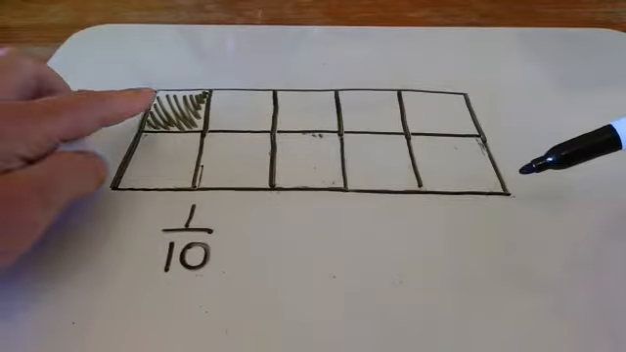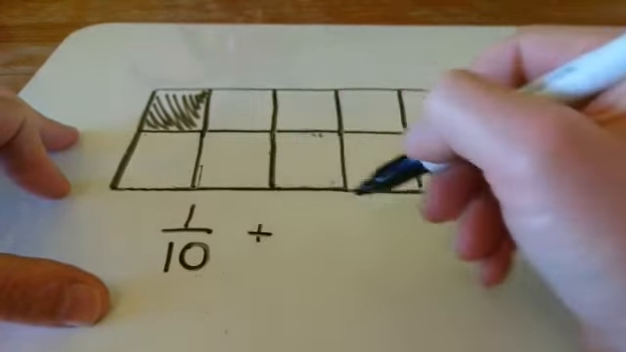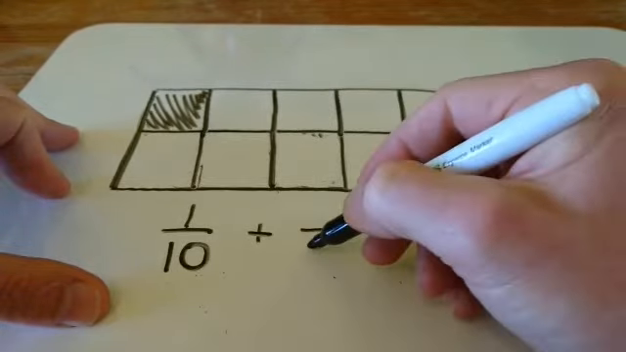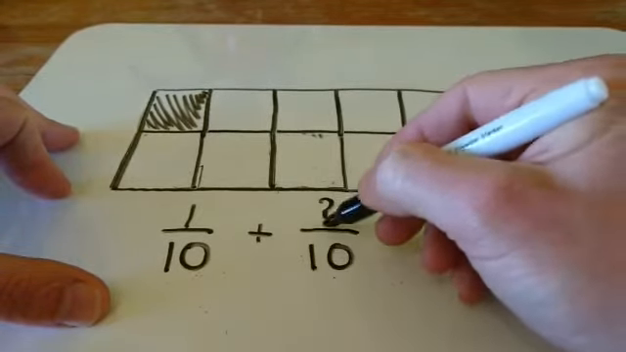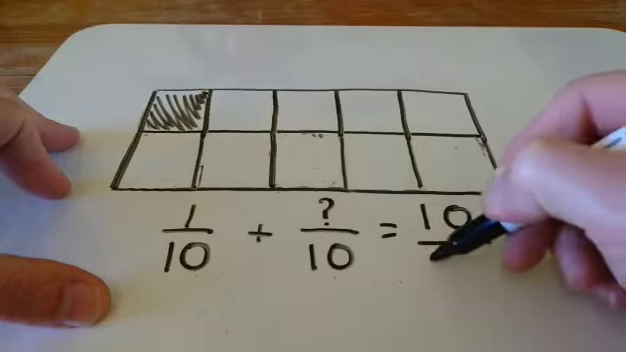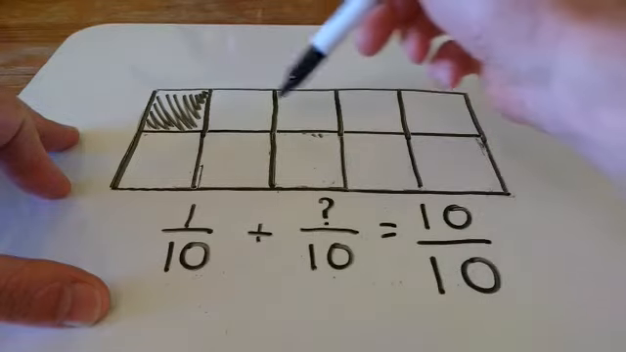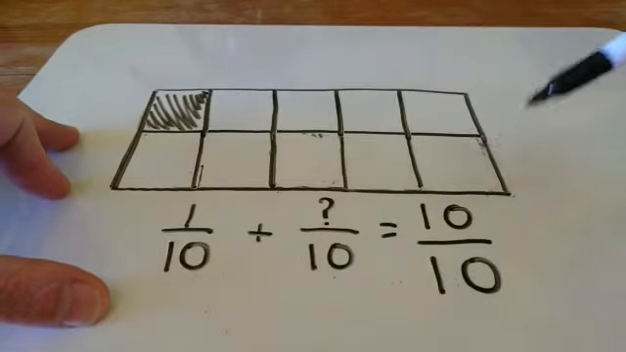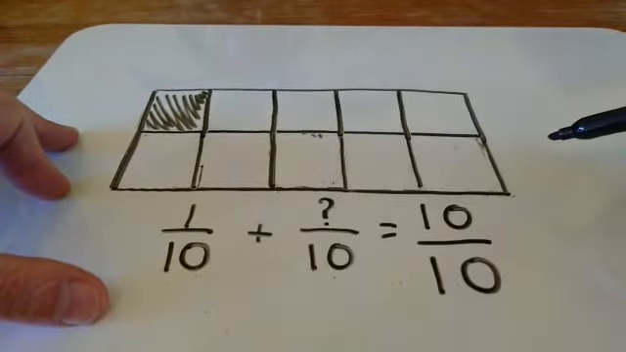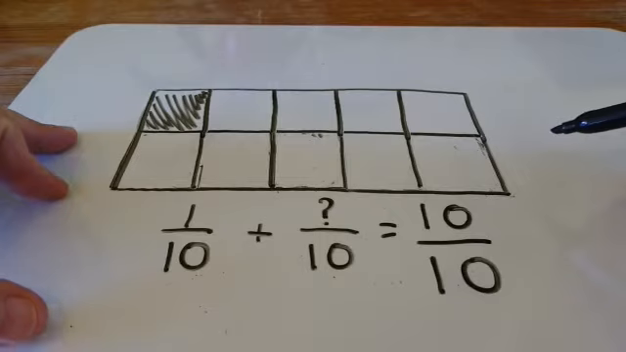I've got 1 tenth coloured in. How many more would I need to make 10 tenths? Remember, 10 tenths would be if I had to colour in all of these pieces. How many more would I need to colour in to make the whole? So pause the video, see if you can work it out.